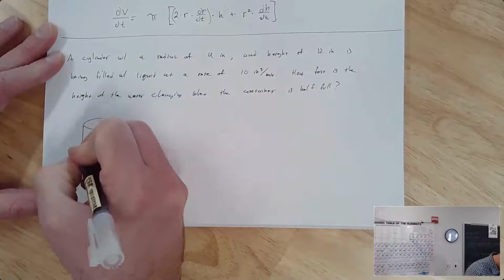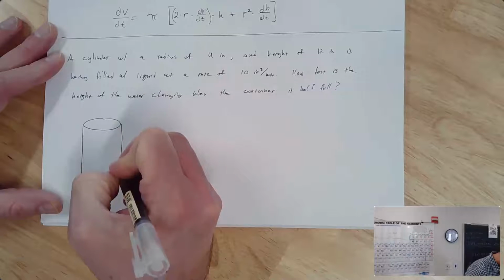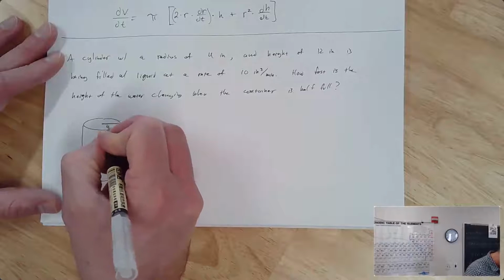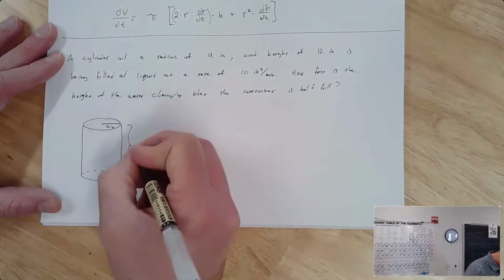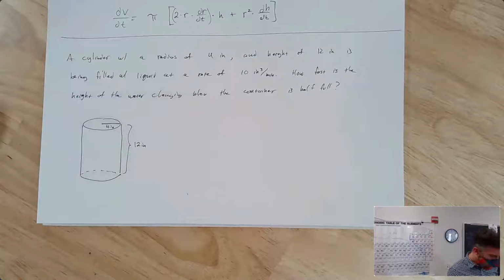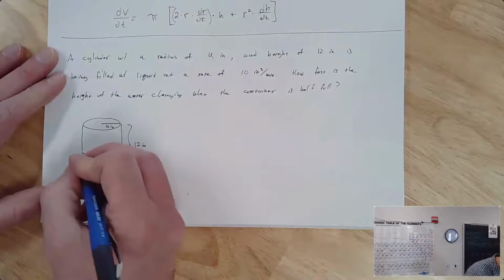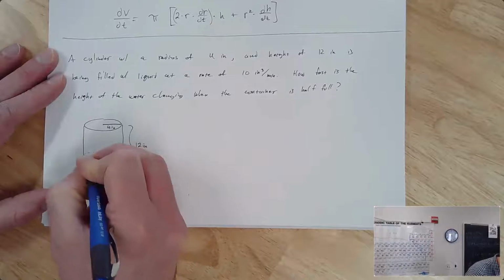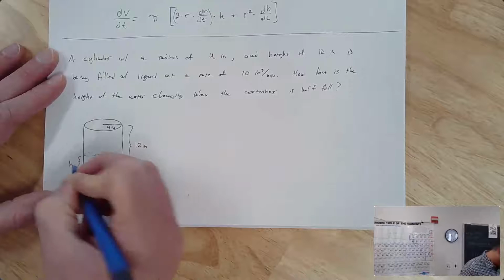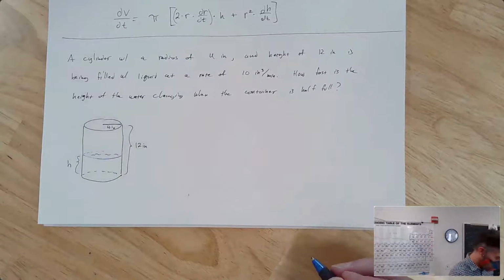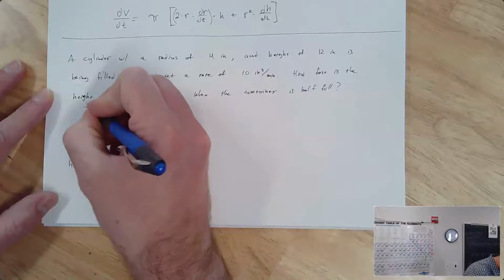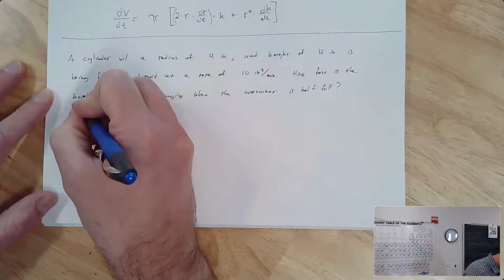Here's our cylinder. And it's got a radius that isn't changing, right? The radius is 4 inches. And it's got a height that isn't changing. It's 12 inches. But it's got water in it. And that water level is changing. So we're filling this thing with water. And the height of the water, which I'm going to give a variable name, is changing because it's going up and up and up as you fill this thing with water. And there is the water.